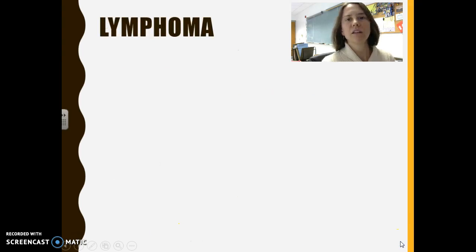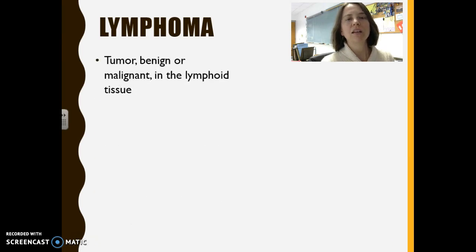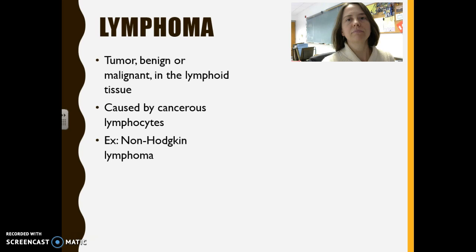Okay, another one we're going to talk about is lymphoma. This is a tumor of the lymphoid tissue. It could be benign or malignant. As we know, benign means it is okay and malignant means it is cancerous. This is caused by cancerous lymphocytes.